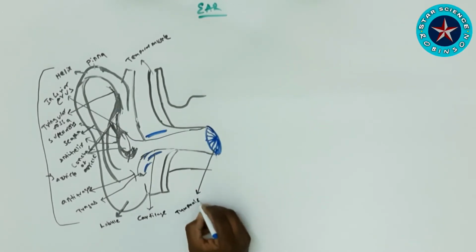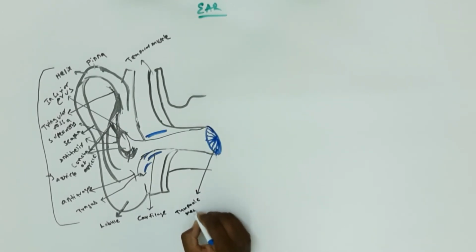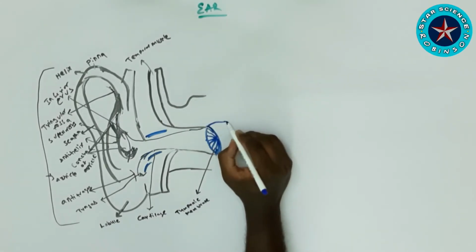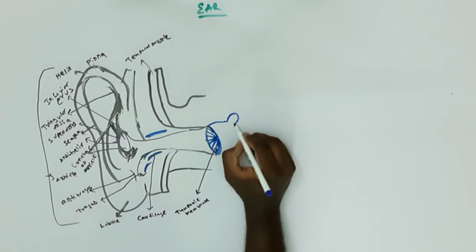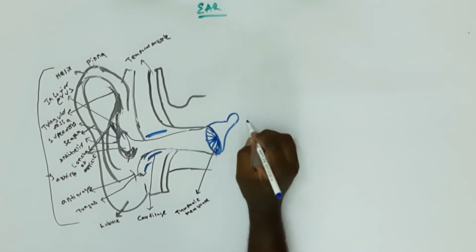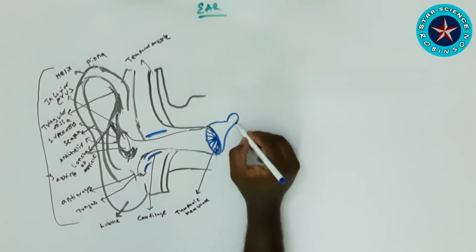This is called the tympanic membrane. It is lined by cuboidal epithelium. From the external ear, the sound wave is converted into sound vibration through the oval window into the inner ear. That is the work of the tympanic membrane.